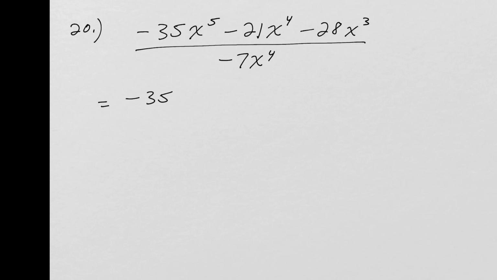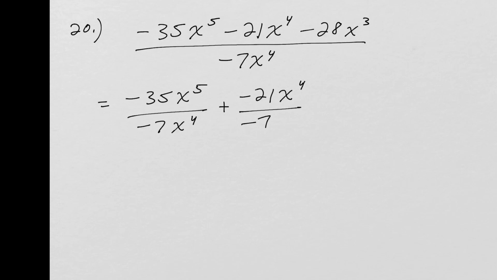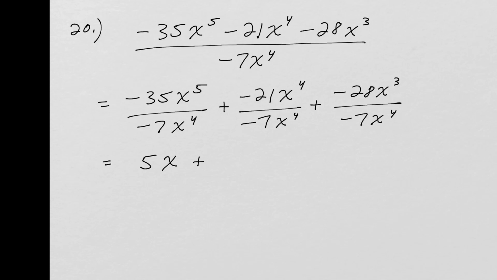I can write this as negative 35x to the 5th over negative 7x to the 4th, plus negative 21x to the 4th over negative 7x to the 4th, plus negative 28x cubed over negative 7x to the 4th. Now, if I divide these monomials for each term, well, negative 35 divided by negative 7 is positive 5. x to the fifth divided by x to the fourth is x to the 5 minus 4, but that's 1, so I just write it as 5x.